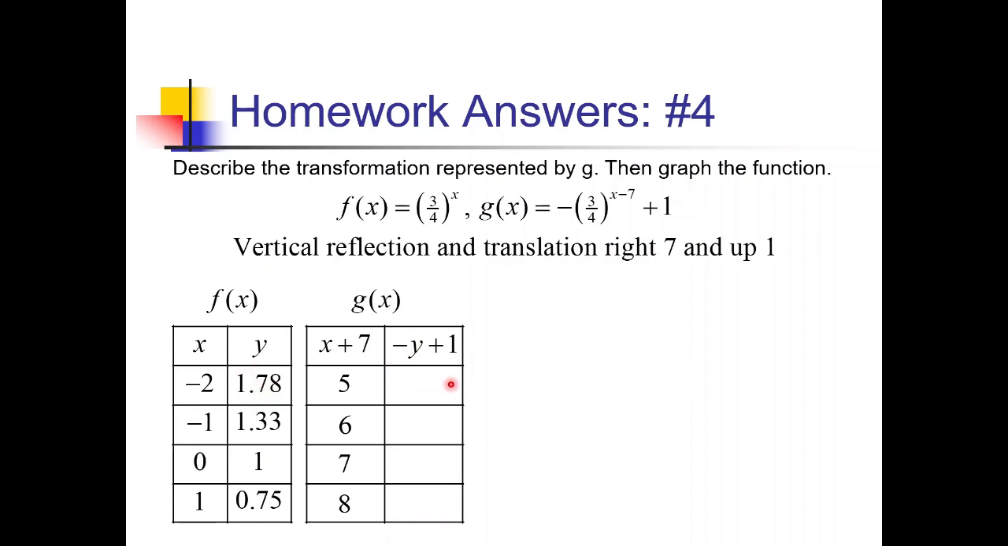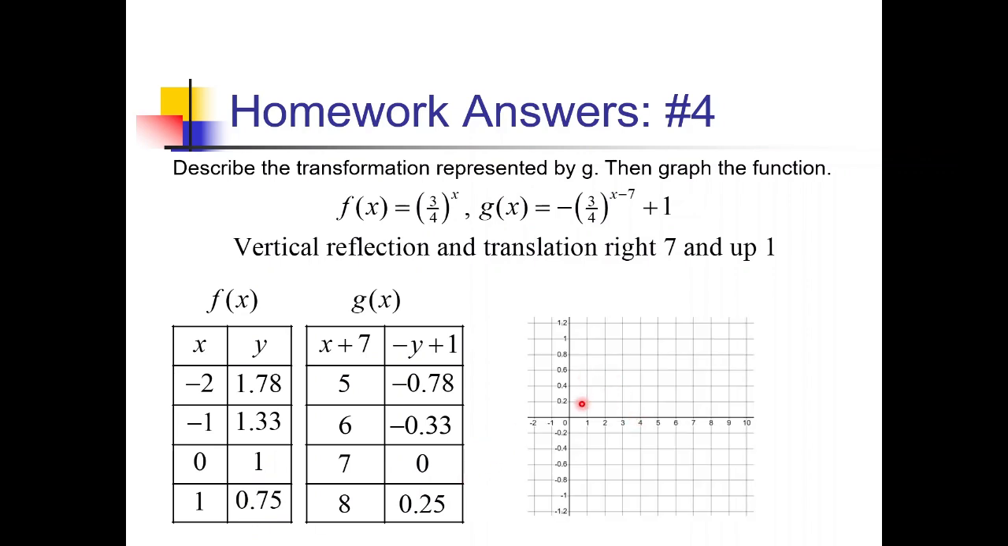-1.78 plus 1 is just -0.78. -1.33 plus 1 is now going to be -0.33. -1 plus 1 is 0. And -0.75 plus 1 is now going to be +0.25. So for my axes here, I'm making my y values go by 0.2s just because I don't have a lot of movement going on there.